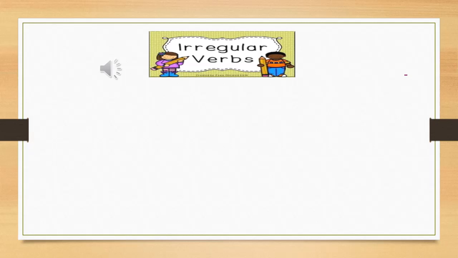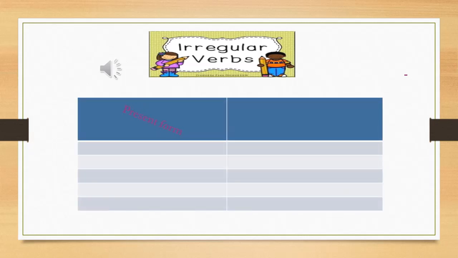Like am and is. I can't put amd or is. No, I will put was. So the past simple of am and is was. Are, were. Have and has, had. Do and does, did. Go, went. These are some of the irregular verbs.